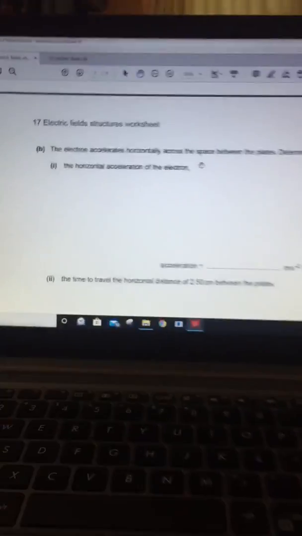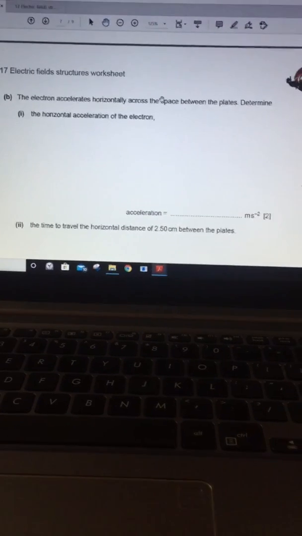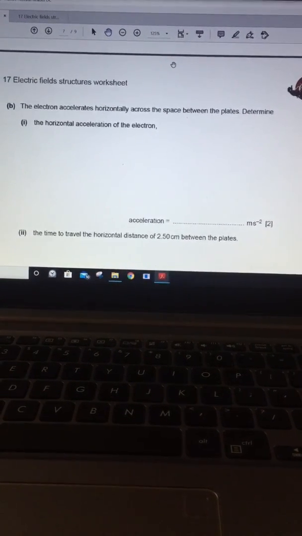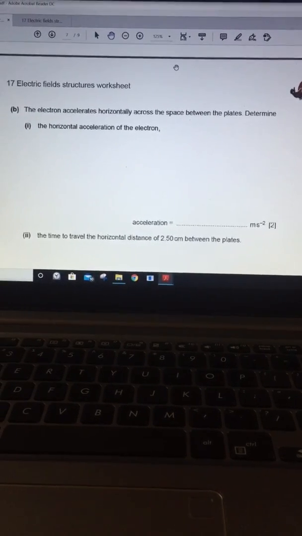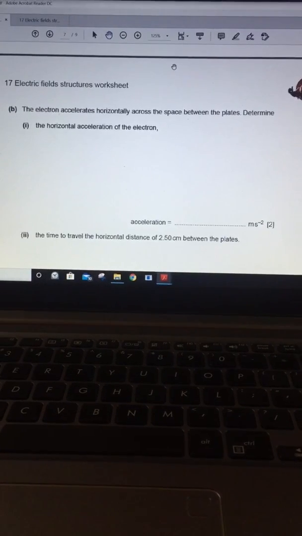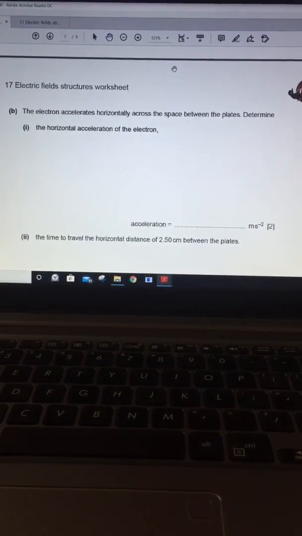The B part is the different one. The electron accelerates horizontally across the space between the plates. Determine the horizontal acceleration of the electron.